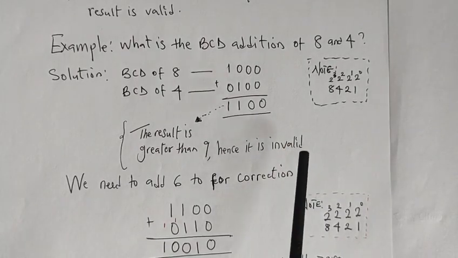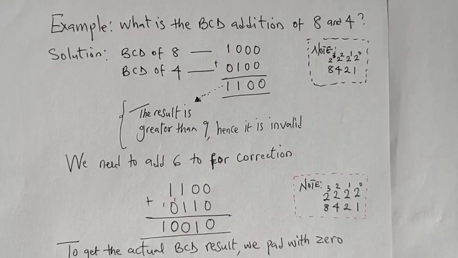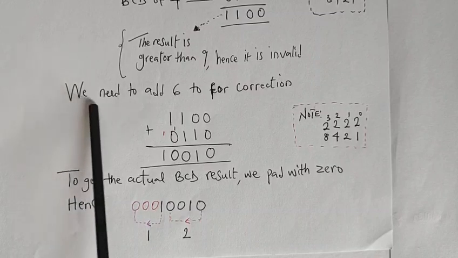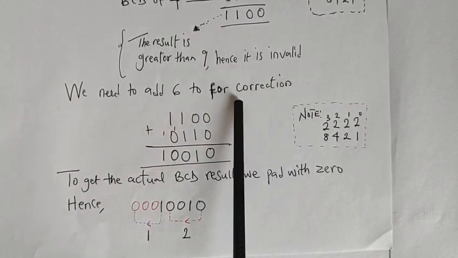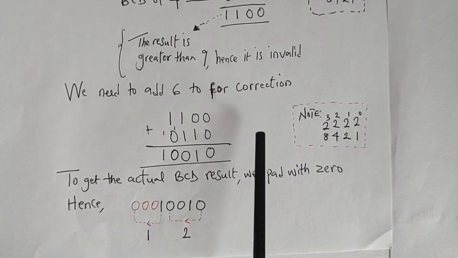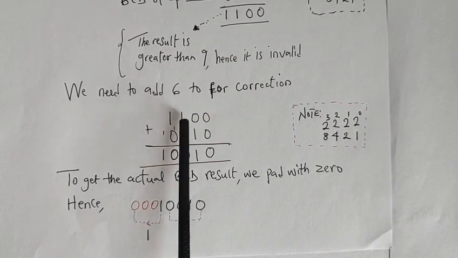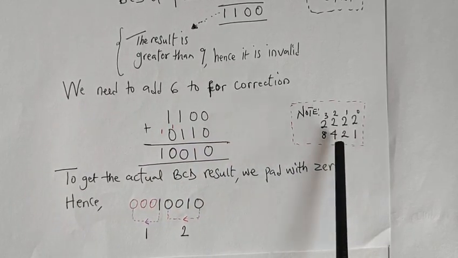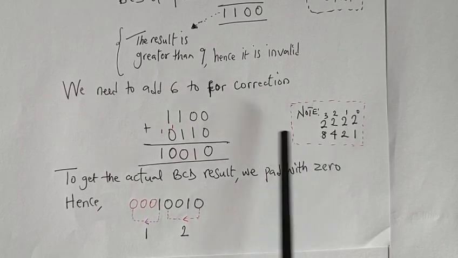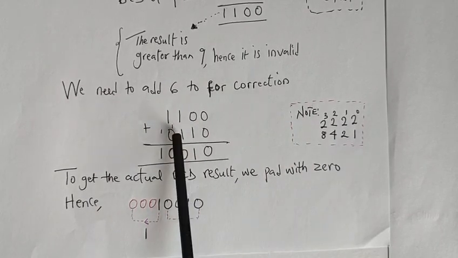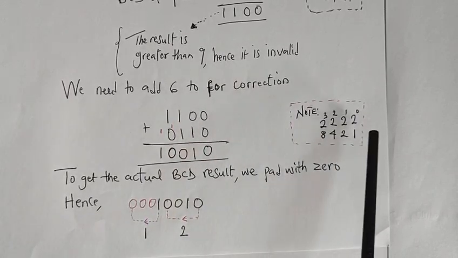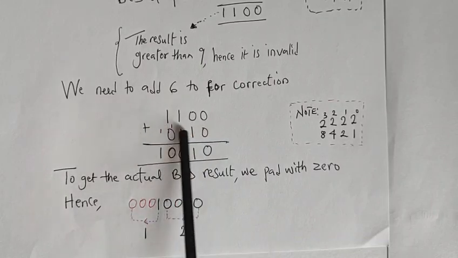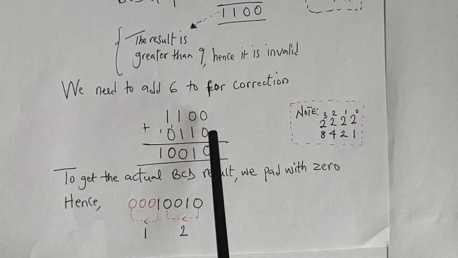So let's see how we can add 6 to this result so that we can correct it. Alright, so by adding 6 to it, we can correct this invalid result. So we have this result, which is 1100. Now let's add 6 to it. If you look at the chart, for us to add 6 to it, it means we're going to have 8 false, 4 true, 2 true, and 1 false. If you sum this up together, 4 plus 2 is 6. So this is how you add 6 to this result. Now let's carry out the addition.